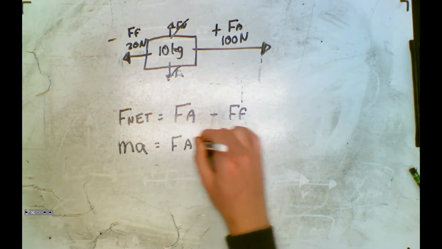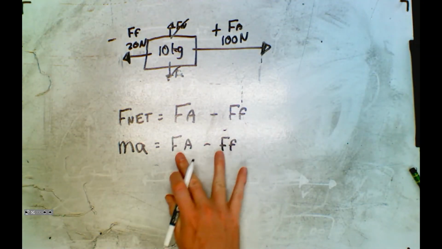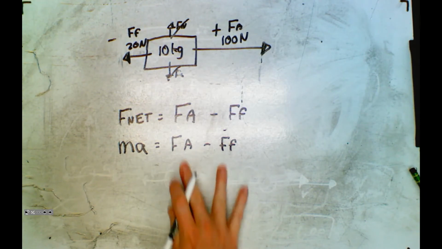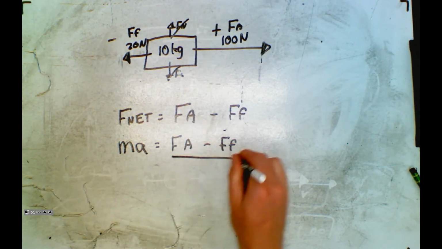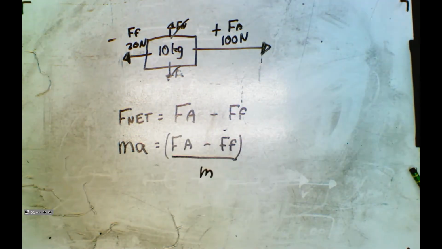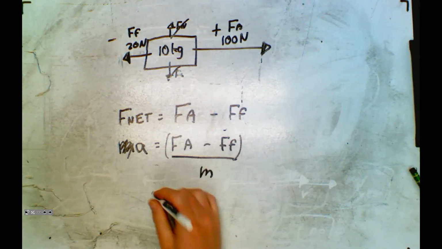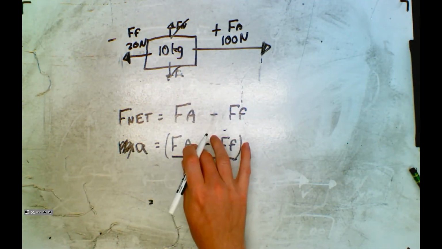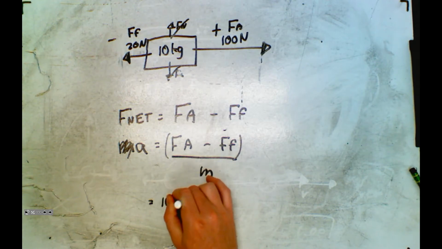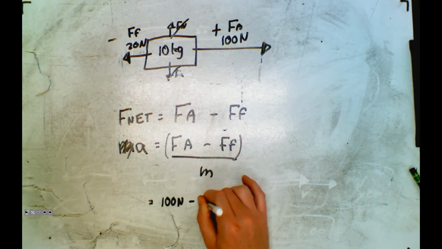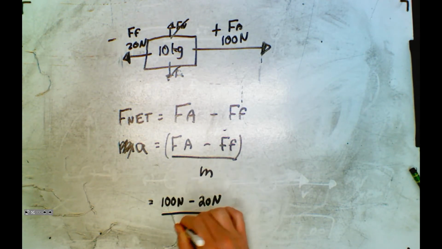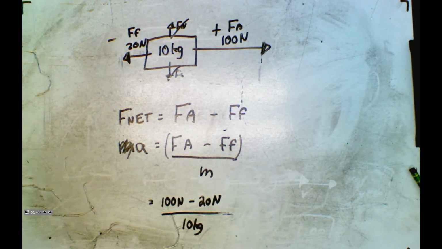And I have values for these, so I don't want to break them down, and I can't really break them down yet, so I'm going to leave them as is. If I move mass over here, I just move it down below. Now I have a formula that I created from my free body diagram and my Fnet equation that can solve for acceleration. My force applied is 100 newtons. My force of friction is 20 newtons. And my mass is 10 kilograms.